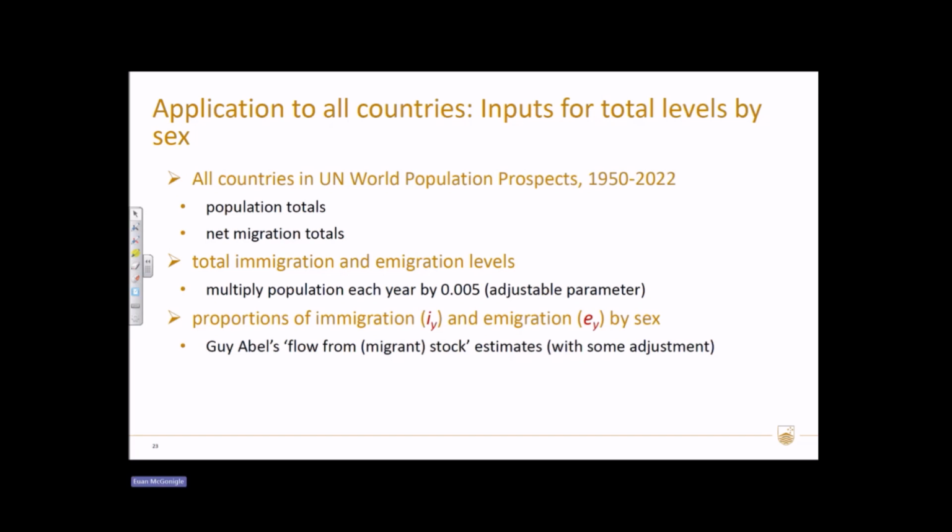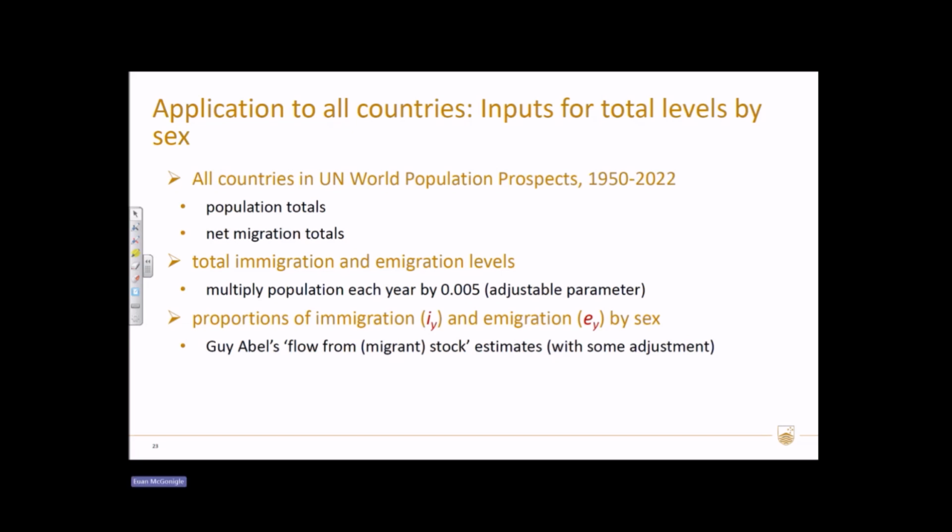To get the total immigration and emigration levels, just to start off with, we started with this simple assumption of 0.5%. This is an adjustable parameter, and at the end I'll tell you how we've adjusted that. That doesn't work in all cases. Sometimes it's too low.